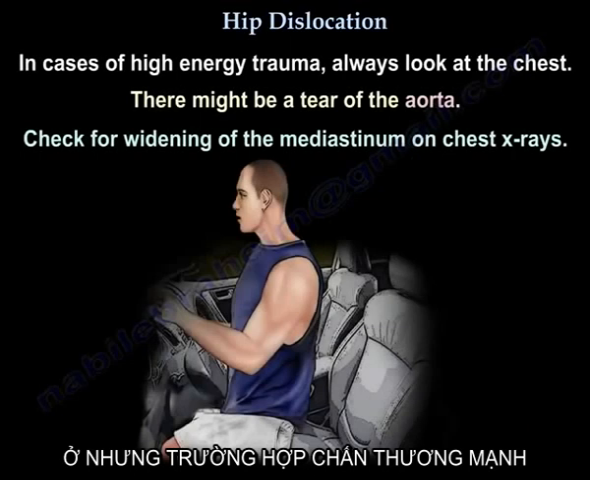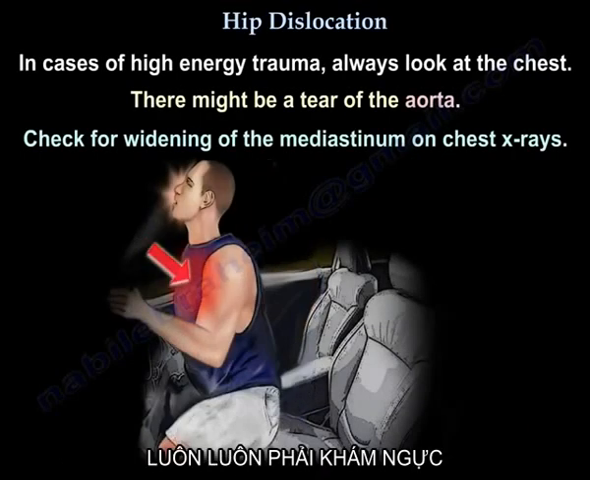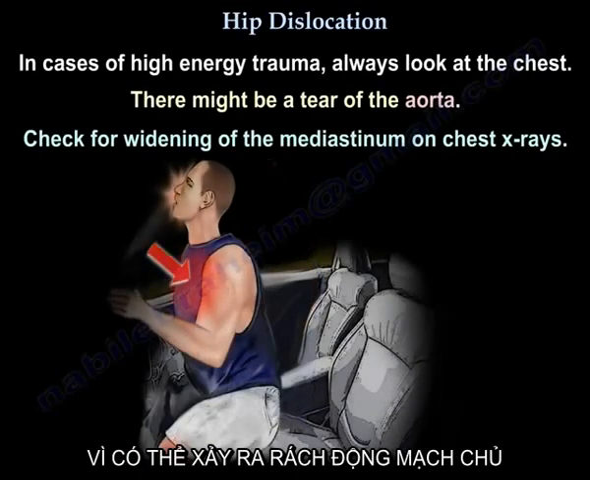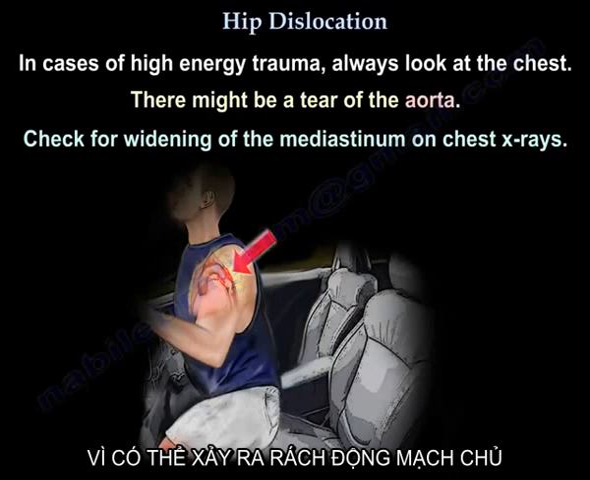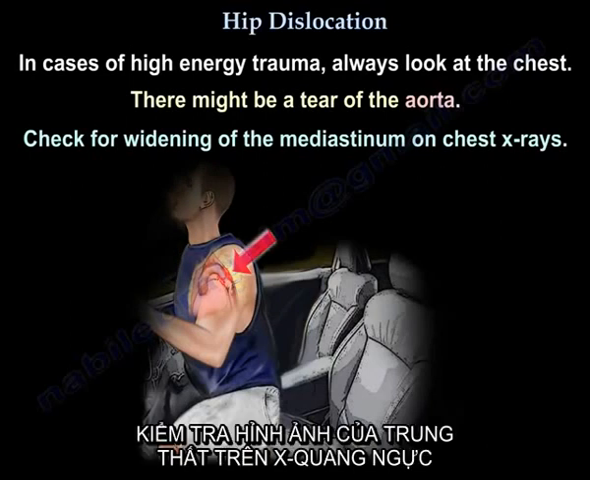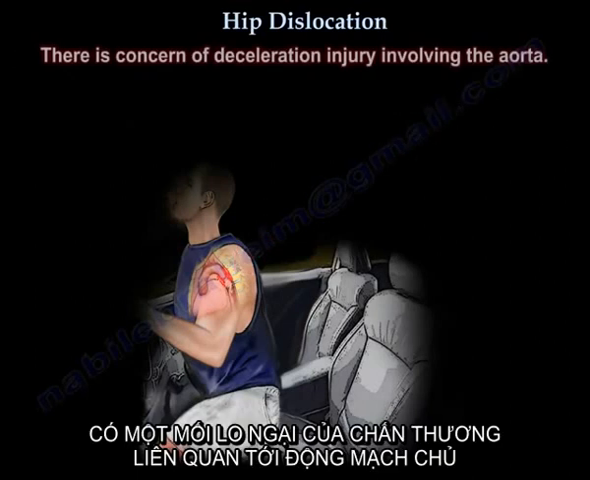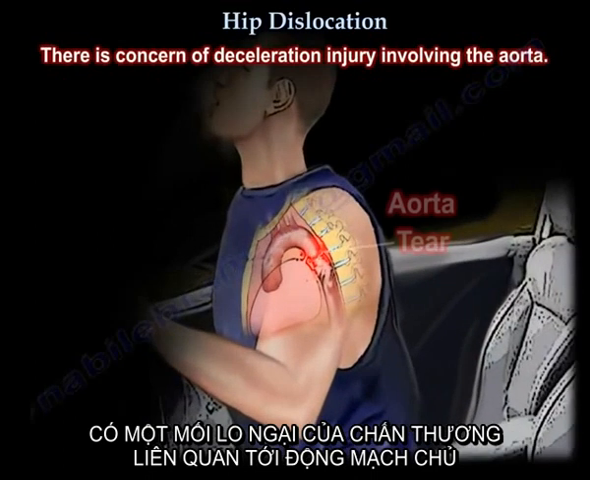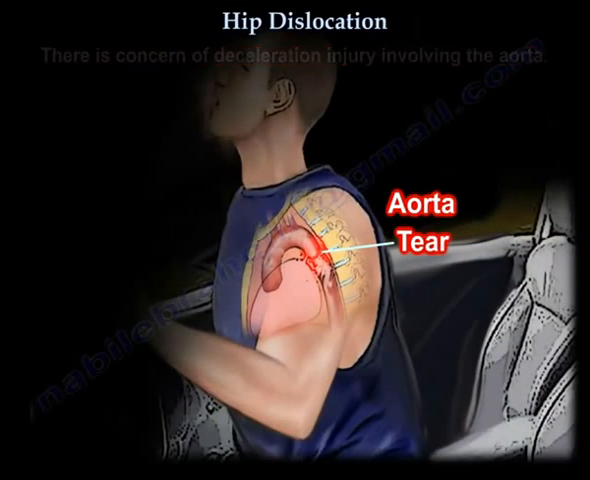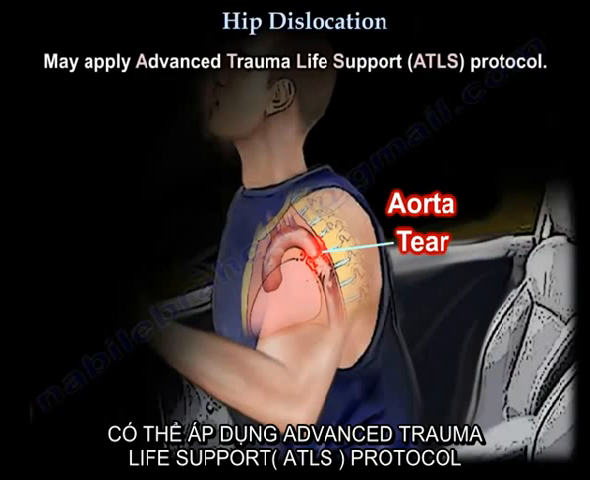In case of a high-energy trauma, always look at the chest. There might be a tear of the aorta. Check for widening of the mediastinum on chest x-rays. There is a concern of deceleration injury involving the aorta. You may apply the ATLS protocol.